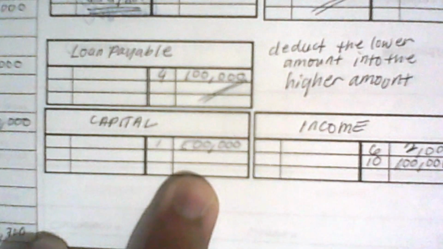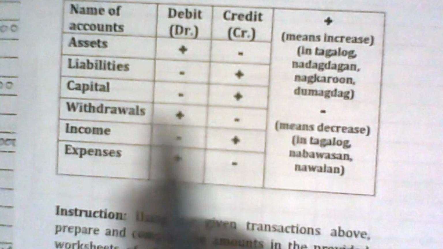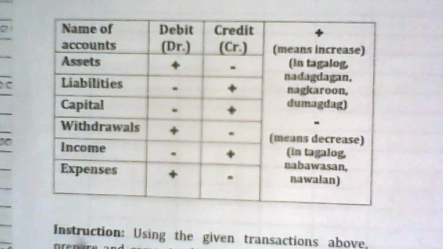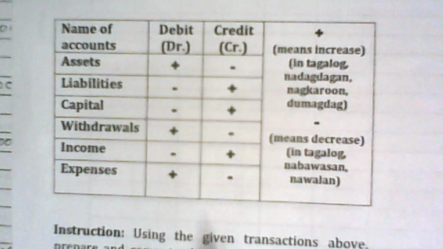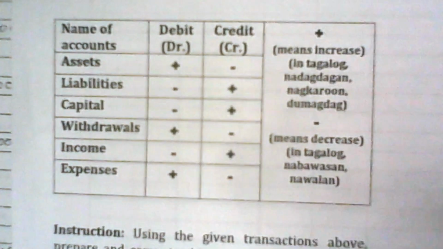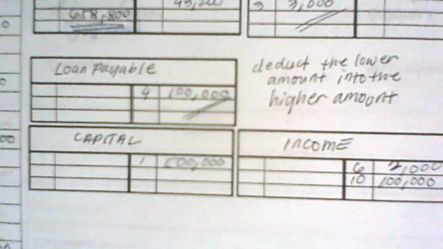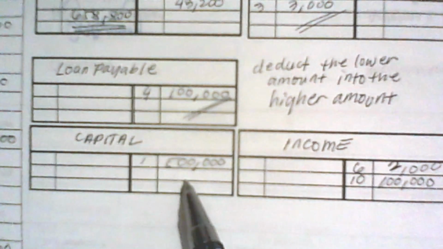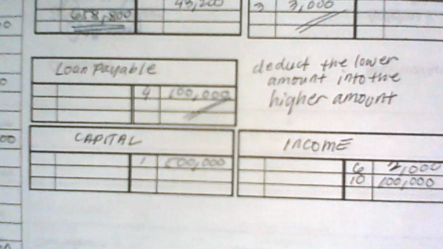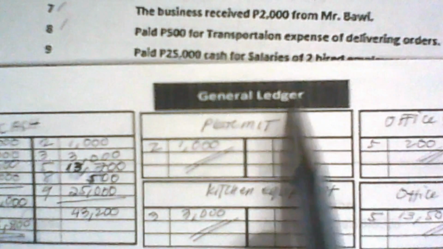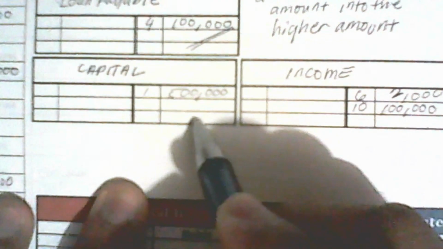Now, how about the capital? Let's go back to the rule. The capital, okay? So according to the rule of debit and credit, we are recording the increase of the capital at the credit side. It means the normal balance of the capital account is at the credit side. So the capital here is at the credit side. It means the 500,000 pesos capital is the remaining balance of our capital account in the general ledger. Okay, it means this is the final balance of our capital, still 500,000.